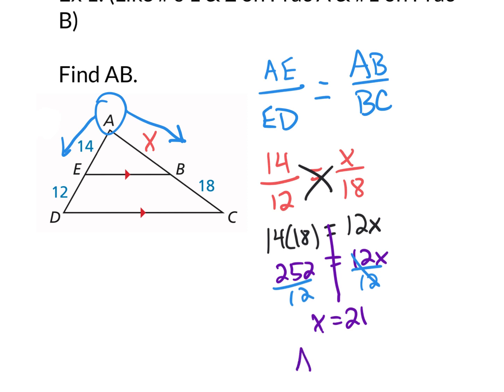So we want to say, because that's what we're looking for, it's 21. I mean, it's AB. So we want to put AB equals 21. We just put x there just to represent it. But we actually want to put AB equals 21.